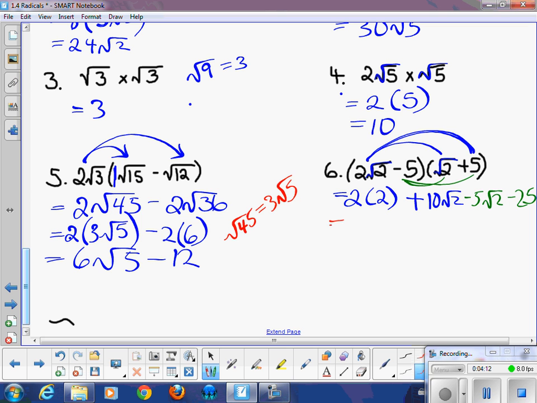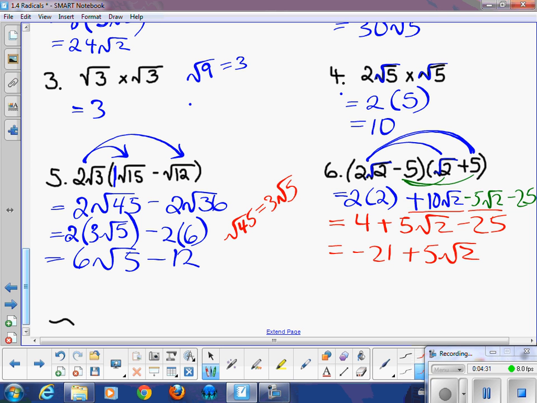So we have here 4. These go together, a positive 10 root 2 minus 5 root 2. So we have a positive 5 root 2 minus 25. Put everything together. I'm going to put the numbers first. We have negative 21 plus 5 square root 2.